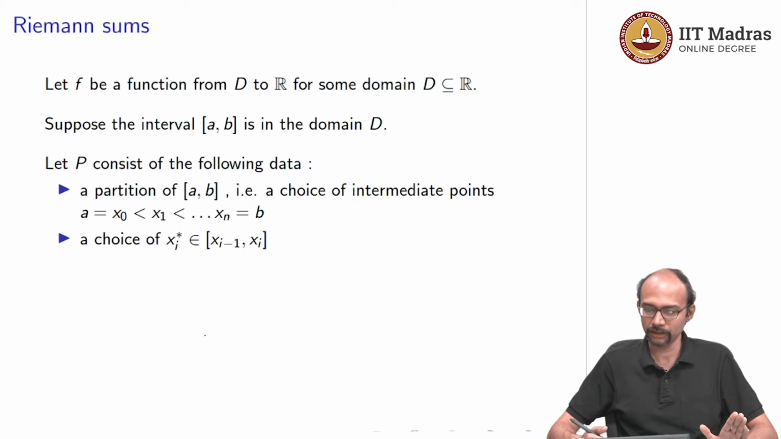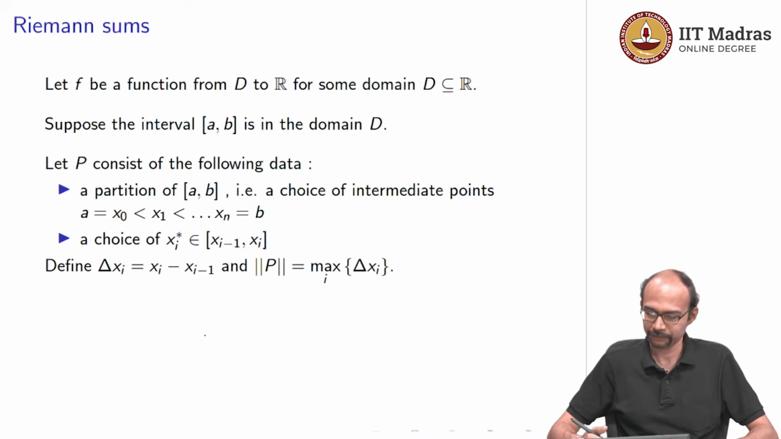Let's repeat what we are doing. We are taking a function f which is defined on the interval [a, b], and then we are dividing [a, b] into n parts, and in each of these parts we are choosing a point. This is what we have done so far. Define delta x_i to be x_i minus x_{i-1}, the length of the ith piece. And this thing we'll call the norm of P.